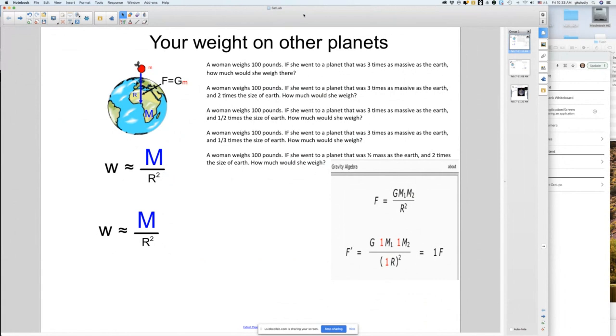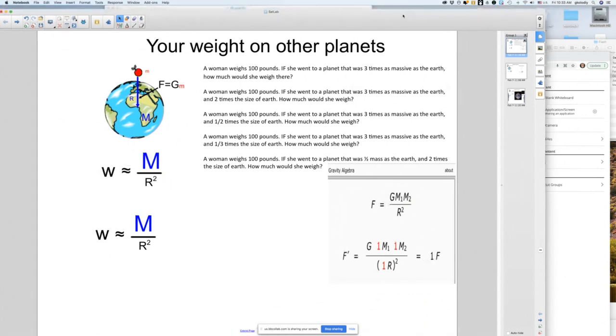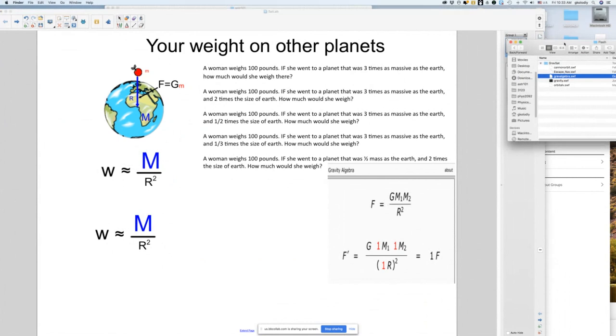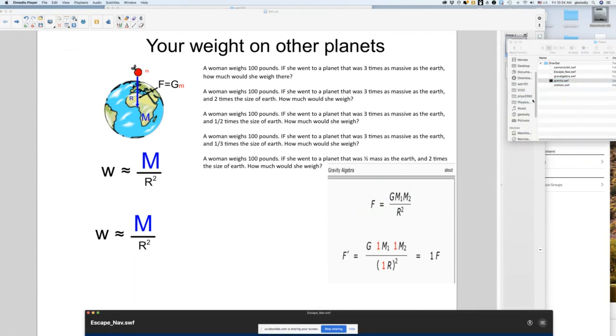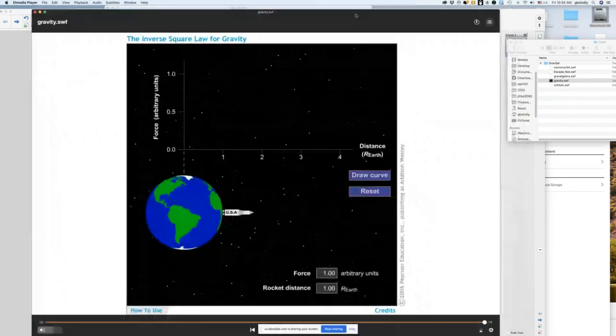So in this little film, I'm going to be recording some of the simulations that we're going to be using in this gravity and satellite motion lab. So we'll begin with gravity. I'm opening it up with a Flash player called Ammedia, and you can do that also if you want.